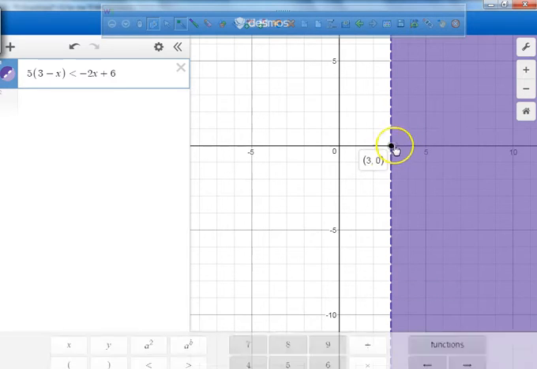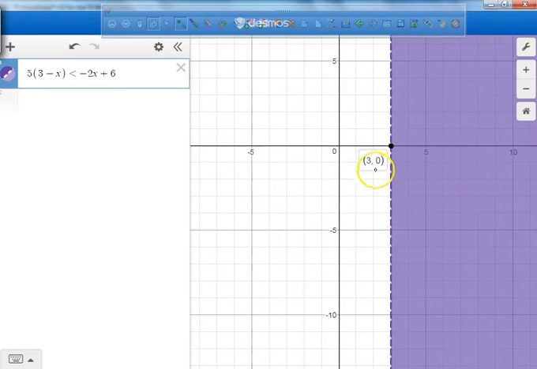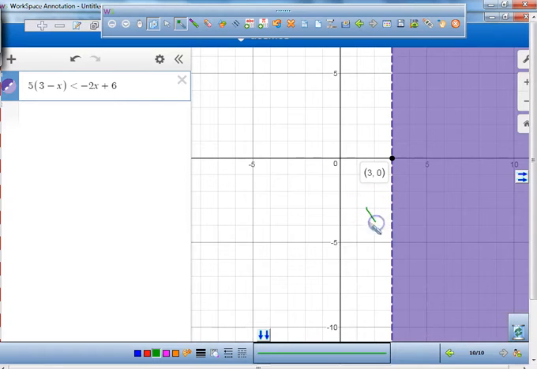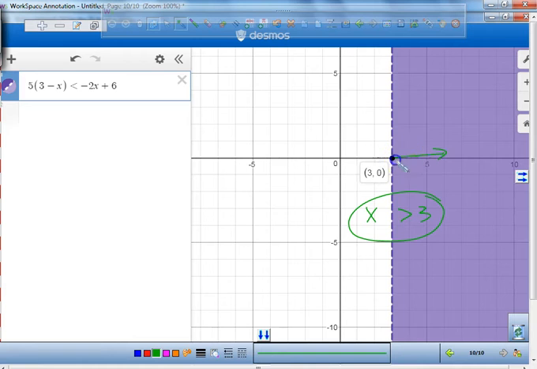Now, what's happening here? Everything to the right of the 3 is being shaded. So if you're using Desmos, here's what you have to know: all of your x values that are shaded are greater than 3. Which way are they going? They're going to the right. They're not getting smaller, they're getting bigger. So you have to know how to interpret that dotted line if you're using decimals. This means x is greater than 3. If it was shaded over here, it would be x is less than 3. And that's all we're going to do for today.